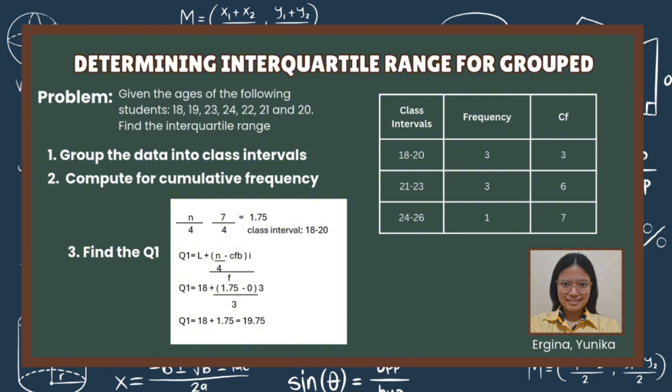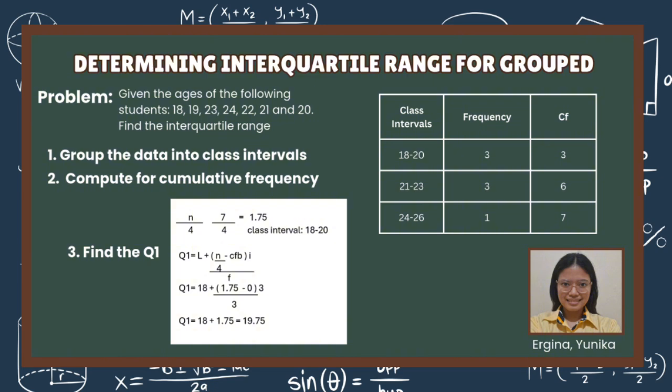To find Q1, we need to divide n by 4. Our n is 7, so 7 divided by 4 is 1.75. 1.75 belongs to the class with cumulative frequency of 3, so we are going to use the class interval 18 to 20. The formula for Q1 is Q1 equals lower boundary plus n divided by 4 minus CFB, divided by F, times class interval.